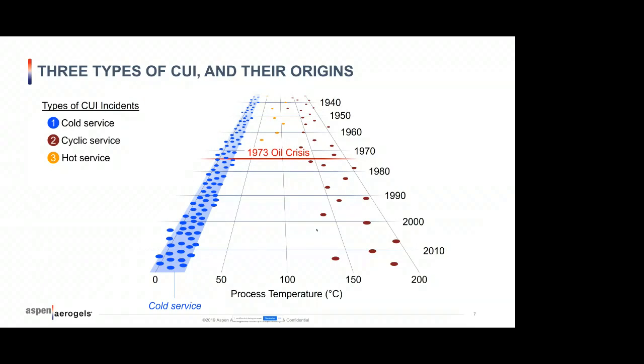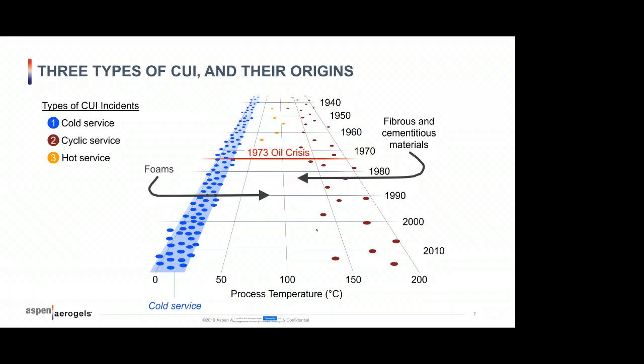And pre-1973, there were very few examples and cases of this because not many people insulated between 0 and 150 degrees C, because the cost of energy was very low. There was the oil embargo in 1973, which meant that there was now a business case to insulate in this temperature window. And many companies used what the traditional insulations were available to them. So they used fibrous cementitious materials from the hot end of the spectrum, and they used foams and cellular glasses from the cold end of the spectrum.